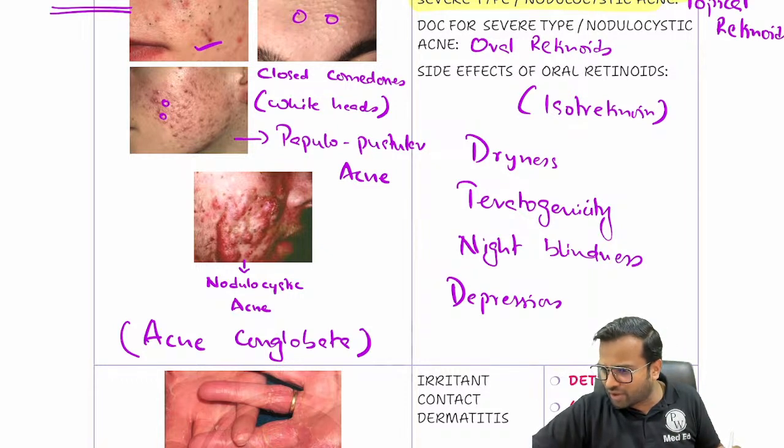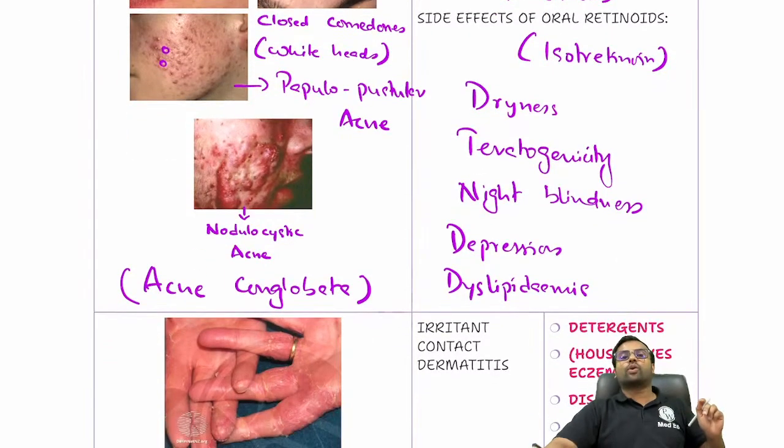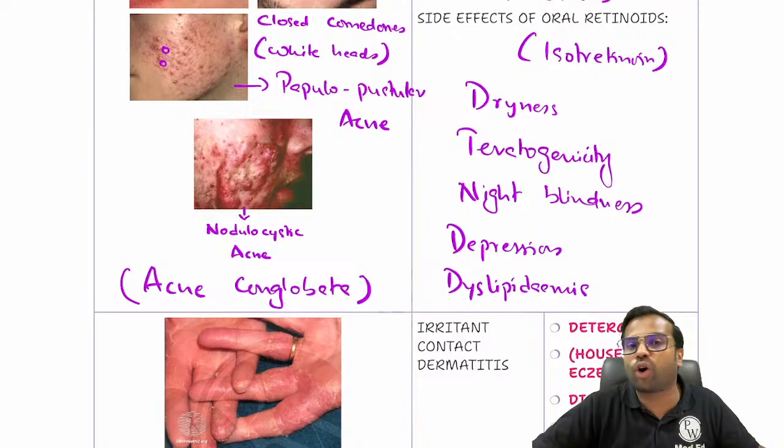Anything else? I think we are missing one. Yes, and finally Shanid has given that answer as well. That is going to be dyslipidemia. So all these are going to be the various side effects of oral retinoids like isotretinoin.